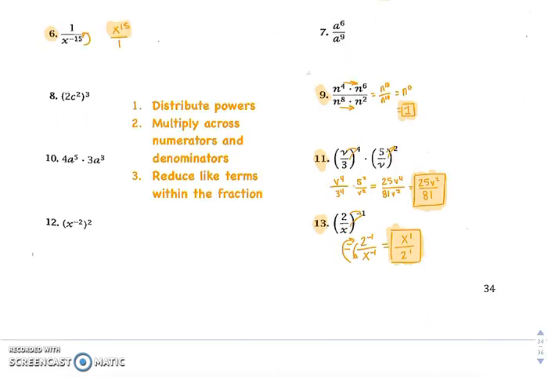So just do it one sort of piece at a time. That's kind of a general idea of how I usually do it. So I usually always distribute the powers in. Then if there's more than one fraction, I do try to multiply across those numerators and denominators to make it a single fraction. Then I reduce the like terms within that single fraction you have left. So let's do just a couple more. Excuse me. And then you guys can try the rest.